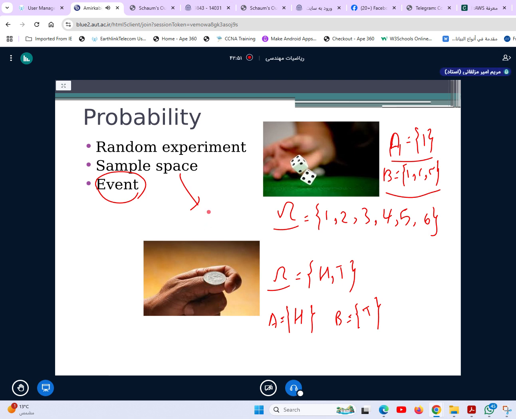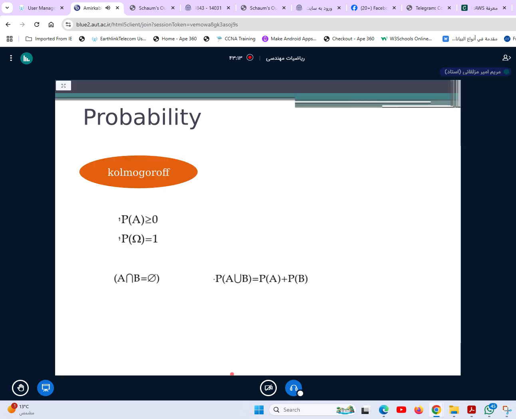So in this slide, we discussed random experiment, an experiment whose outcome we don't know before doing it. What's the meaning of sample space? Sample space is the set of all possible outcomes of a random experiment. And event: any subset of the sample space is an event. Okay. Next slide.